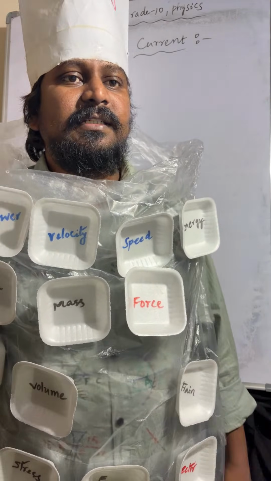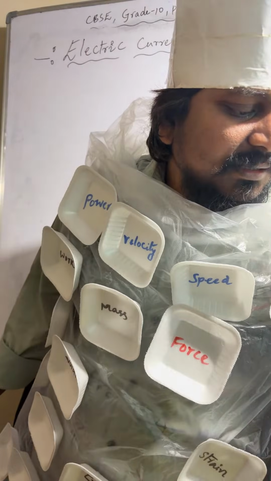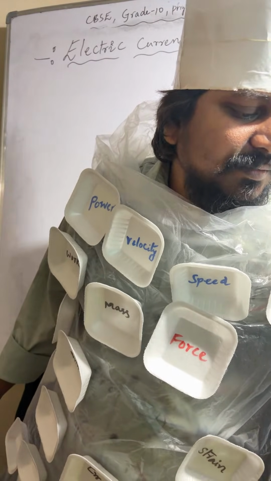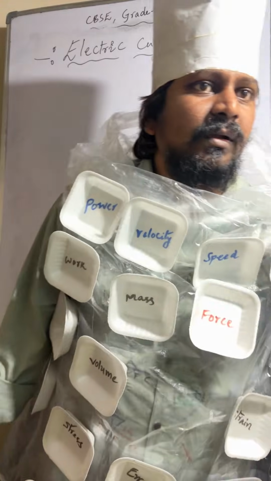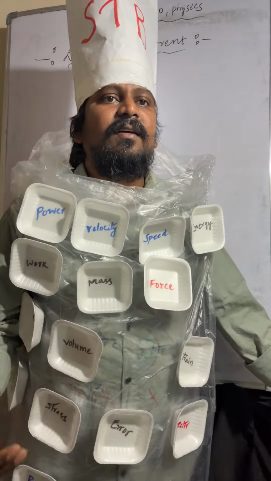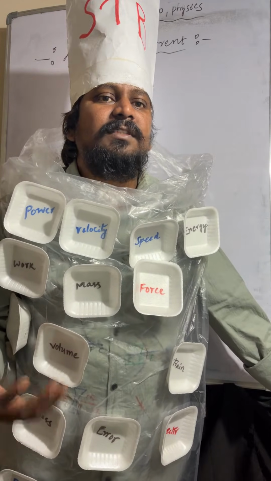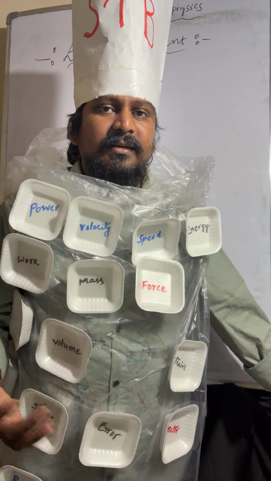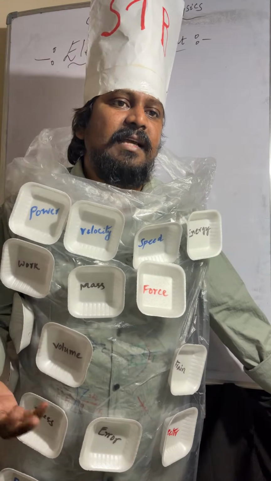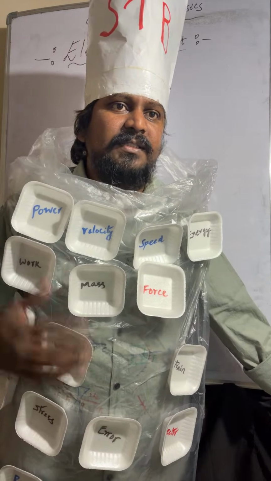Today we are going to discuss electric current, CBSE Grade 10 Physics. Electric current is nothing but the rate of flow of charge. The SI unit of electric current is ampere. The SI unit of charge is coulomb. The SI unit of time is second.